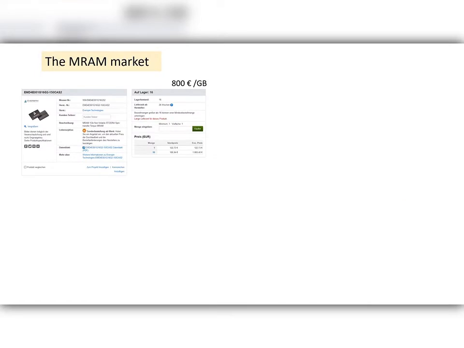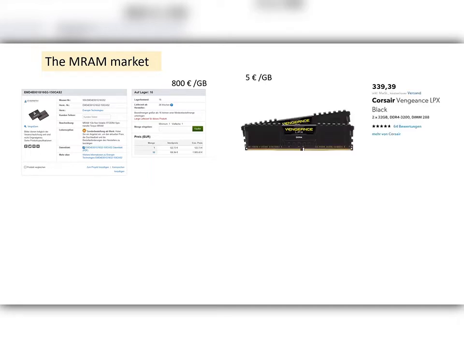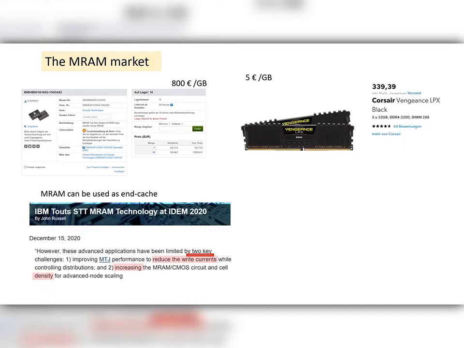So the MRAM market looks at the moment, I hope I did not make a mistake in the following. You can buy MRAMs here via Amazon for 800 euros per gigabit, and the corresponding CMOS devices are more than a factor 100 cheaper.